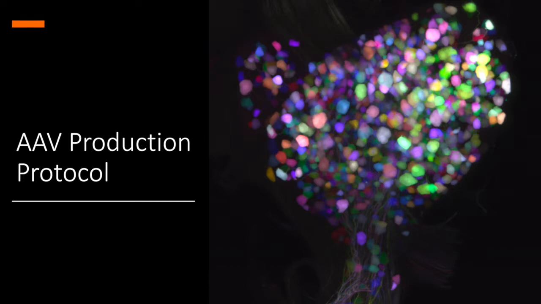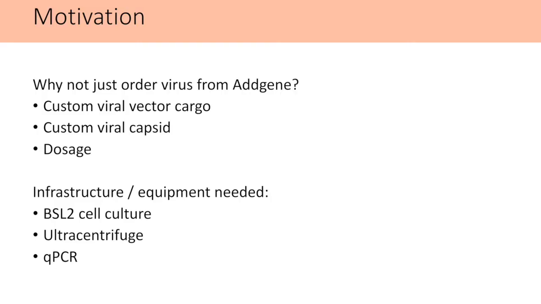This video describes the Caltech Clover Center's protocols for producing engineered systemic AAVs. There are many reasons to want to make your own AAV, but some specific equipment and infrastructure is required, including a BSL-2 cell culture facility, an ultracentrifuge, and a qPCR machine.